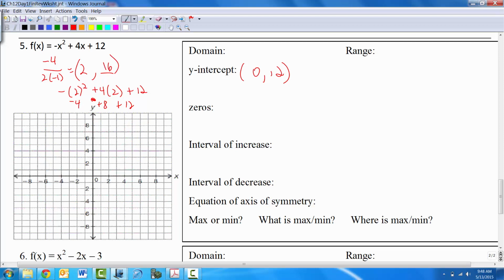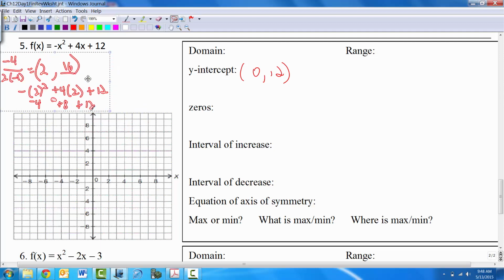So I created a question where the vertex is off the screen for what I have graphed here, along with the y-intercept. So we'll just have to deal with it, and I apologize for that. So 2 comma 16 is like way up here somewhere. All right, so kind of ugly.